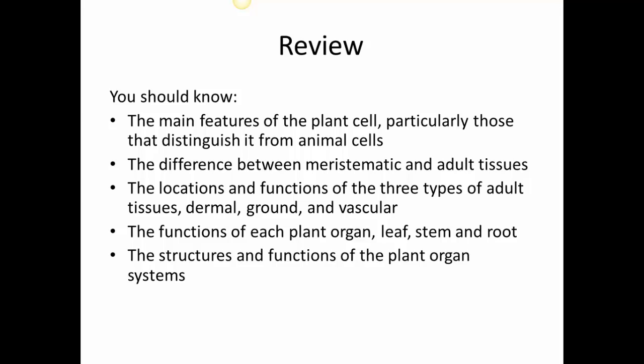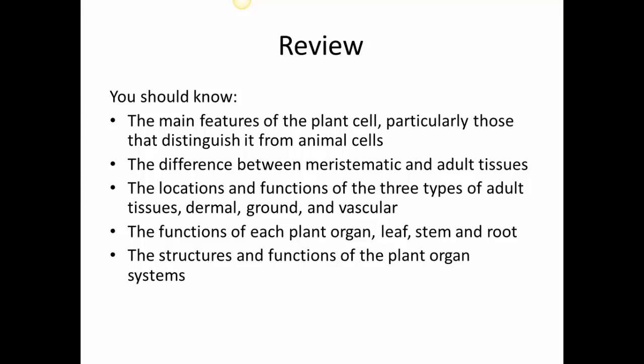So, in conclusion, you should know the main features of the plant cell, particularly those that we listed, which distinguish plant cells from animal cells. You should know the difference between meristematic and adult tissues. So the meristematic tissues are the areas of the plant that are actively dividing, the root and shoot tips, and then also the lateral meristems within the stem.